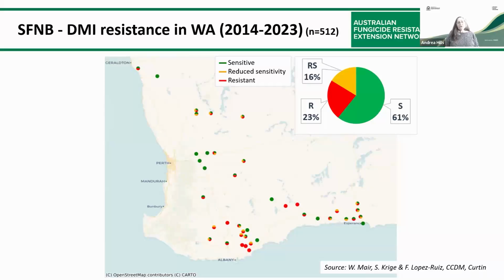Okay, so on to spot form net blotch and DMI. So this is our most widespread disease in WA, and you'll see that CCDM found a mix of resistance and reduced sensitivity for DMIs. And basically, if you look at the distribution, these issues are found wherever barley is growing. And I guess that this is a good call out that everyone's got to play their part in this. It's not just on high rainfall people, it's also low rainfall.